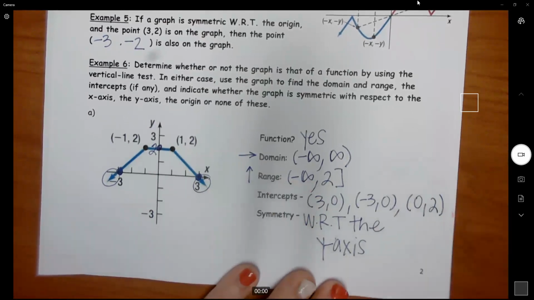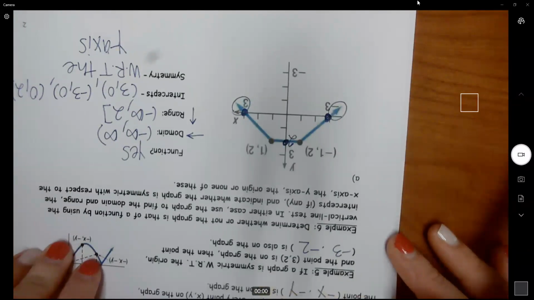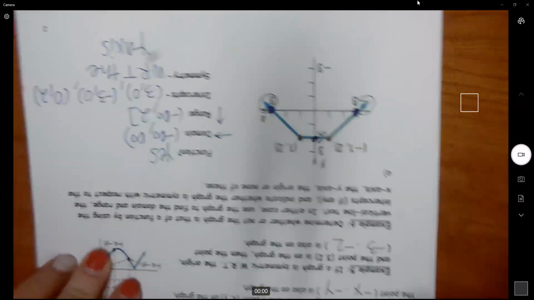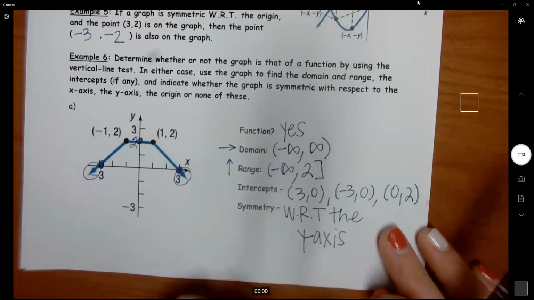Now, once you find one, you can't stop there because you could have multiple. So also look for origin. If I take this and rotate this 180 degrees, does it look the exact same? No, it doesn't. So it only has symmetry with respect to the y-axis.